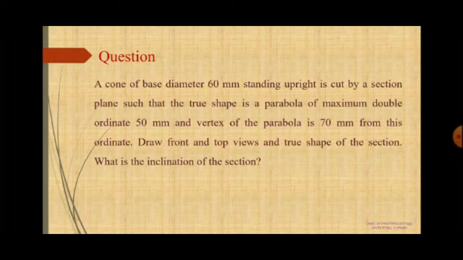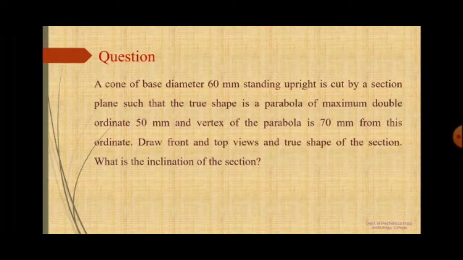So this question is something different from the problems which you already solved. You can see a cone, the base diameter is given 60 mm, standing upright. Standing upright means it is resting on its base on HP, on the ground. So definitely you can see in the top view a circle and in the front view a triangle. So you can draw the circle of diameter 60 mm.